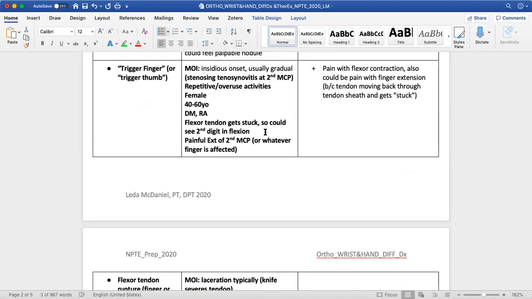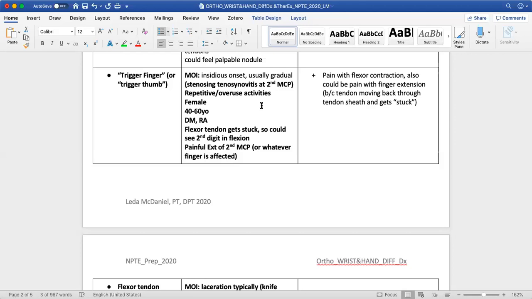Trigger finger, trigger thumb, the technical term stenosing tenosynovitis, usually or more commonly occurs at the second MCP joint, and it commonly occurs in these flexor tendons where this irritation forms, so the synovitis of the tendon sheath of the flexor tendon, such that the tendon gets stuck in the sheath, and oftentimes that finger gets stuck into a flexed position, and the individual will have to manually pull it back out into extension. Could be the opposite way, but usually flexion is where they get stuck.